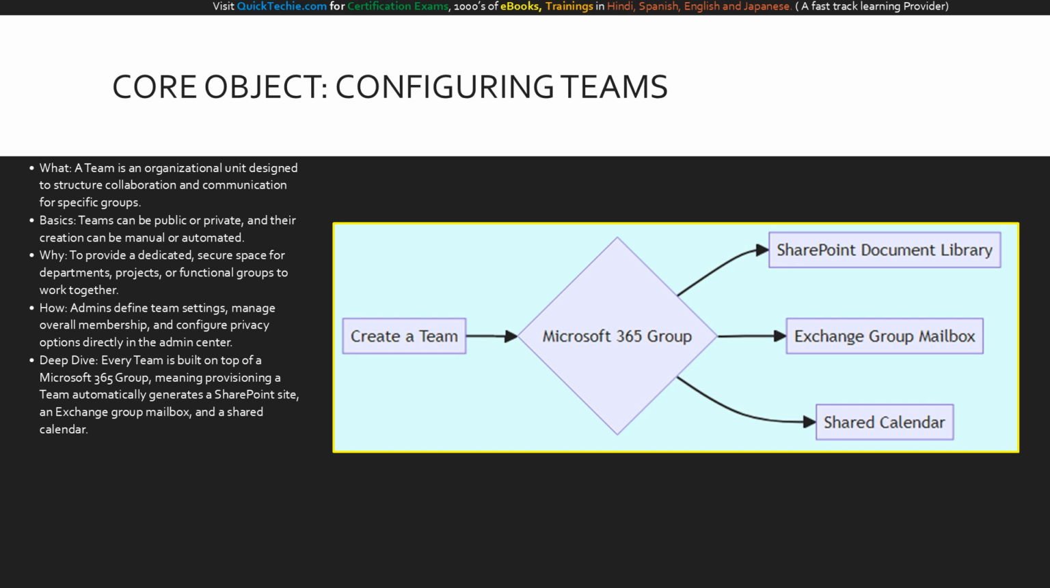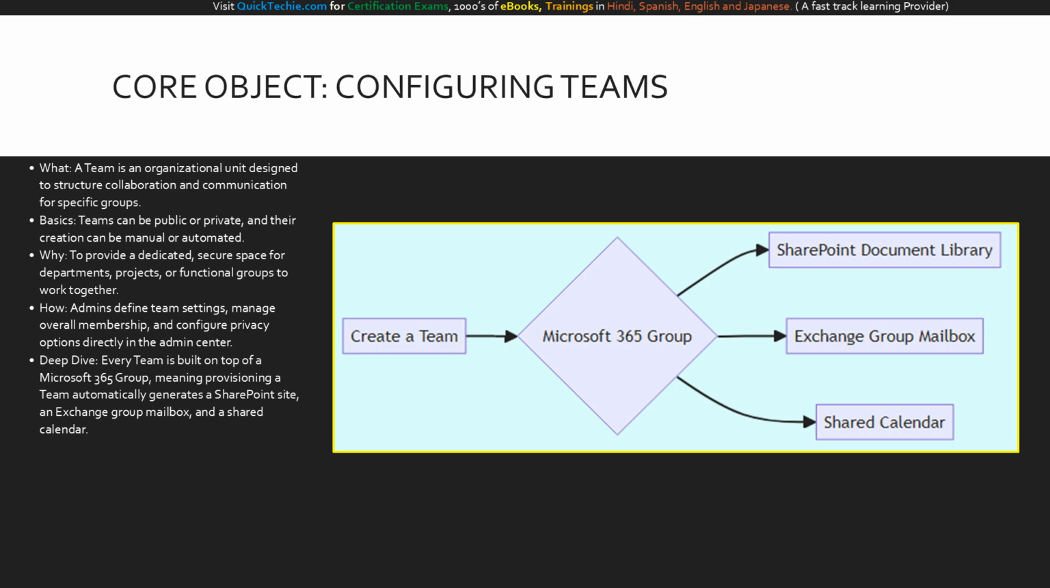Now for the deep dive, you must understand the underlying architecture. A team is not just a chat room. It is built entirely on top of a Microsoft 365 group. When you or a user provisions a new team, the system automatically spins up an associated SharePoint document library, an Exchange group mailbox, and a shared calendar. Managing a team means managing that entire ecosystem.